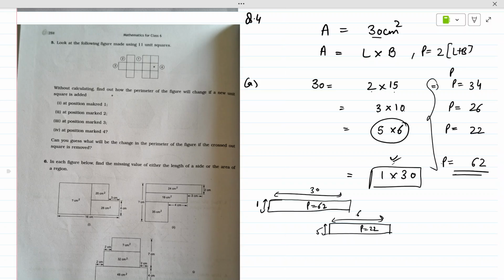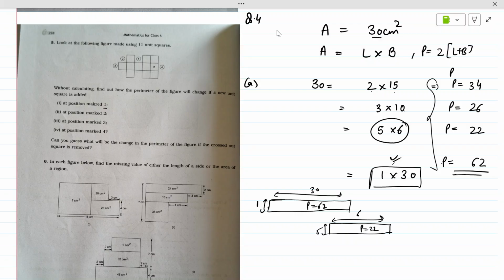Now, without calculating, find out how the perimeter of the figure will be affected in the following scenarios. So what we are doing here is we are doing certain changes, and without calculating we have to see how the new unit is changing the perimeter. So the first scenario is, find out how the perimeter will change if the new square is added at position 1. This is position 1. So let us try to add one square here.